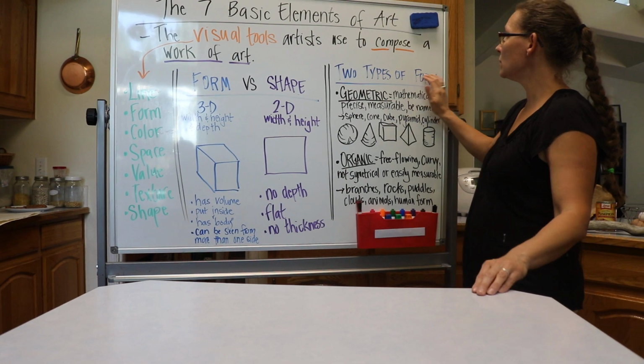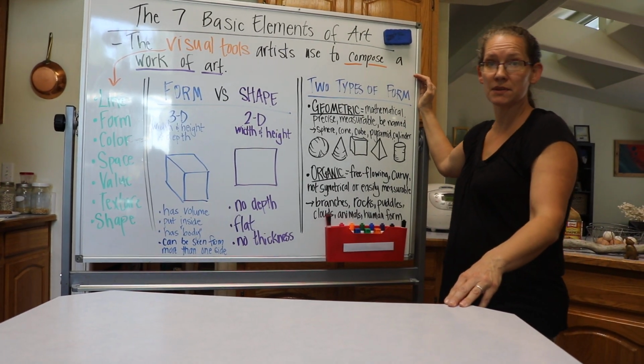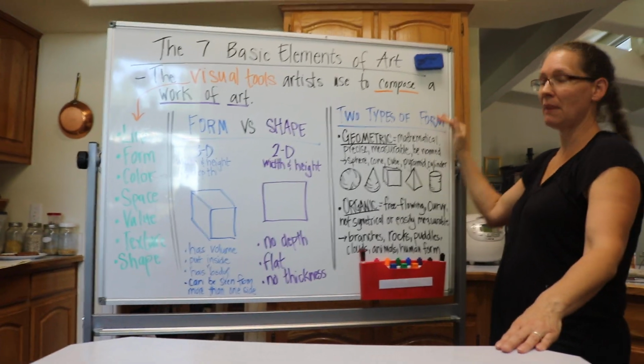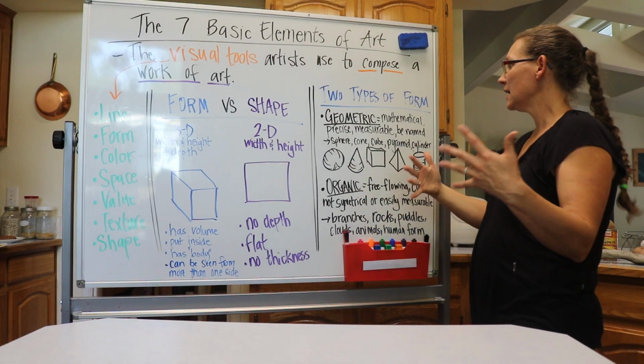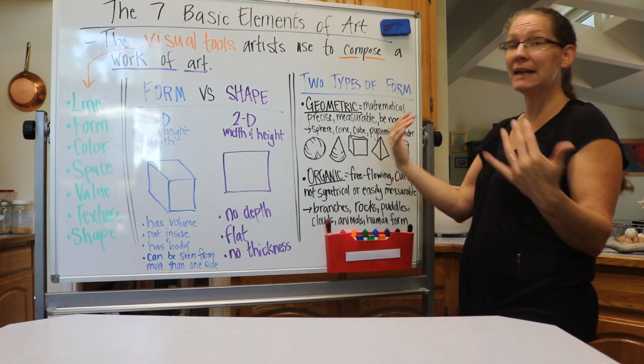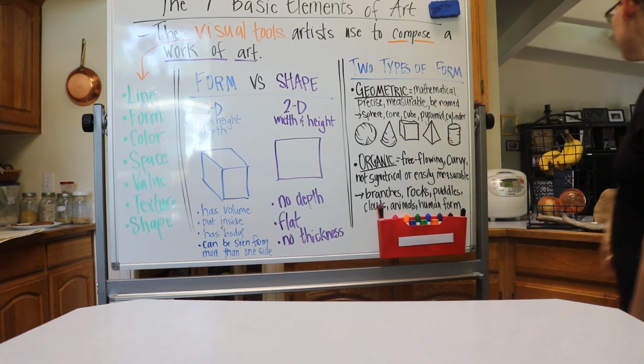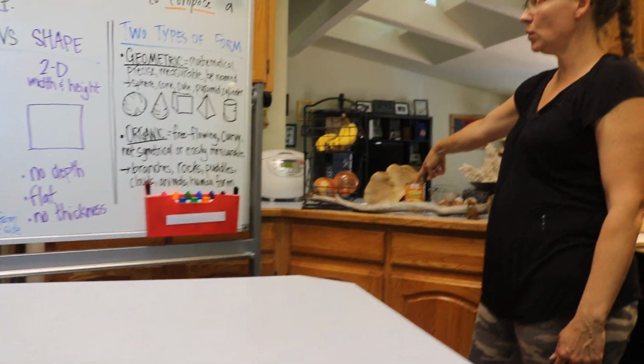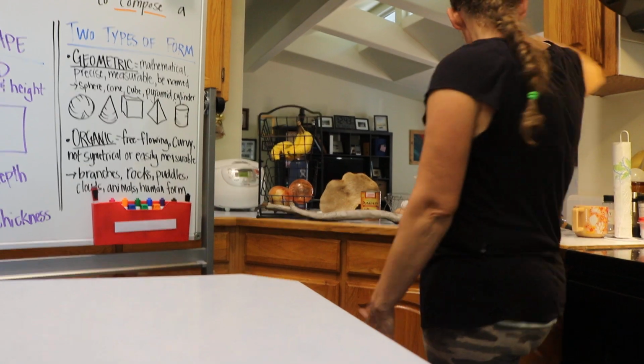Okay? And further, form can take two forms. There's two types of form. There's geometric form, which is mathematical, it's precise, it can be measured, it can be named. So examples of that would be a sphere, a cube, not a cube, where'd the cube go?